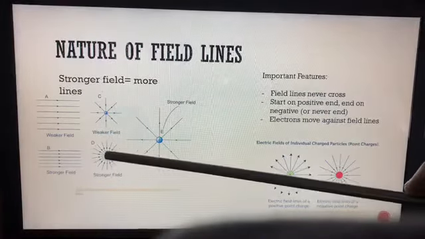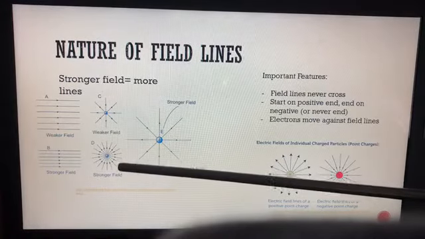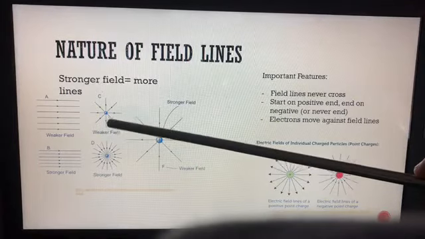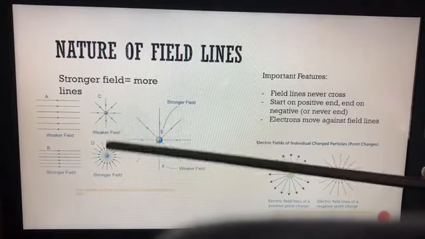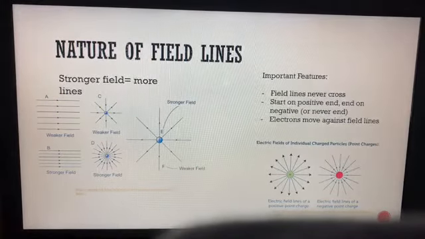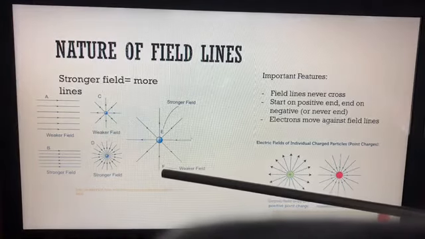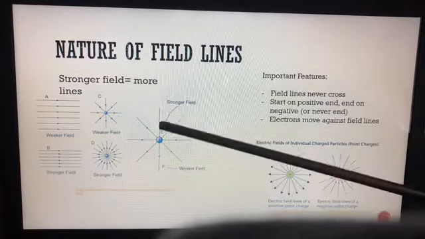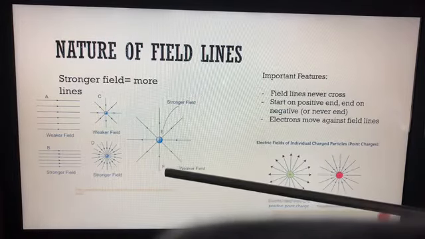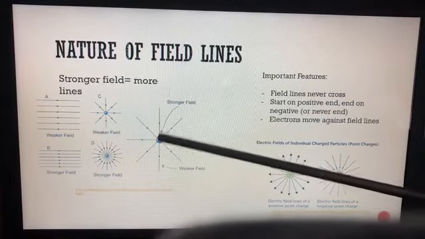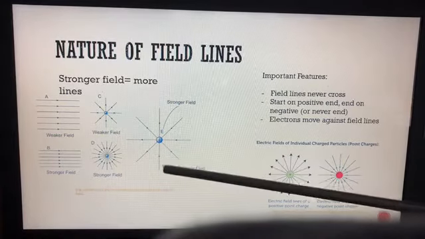Kind of a similar thing, but with a point charge here. You can see that this is a stronger field that has more lines coming out of it. This is a weaker field with the lines not as close together. Now this one might be a little more complicated to understand, but F is experiencing a weaker field than E, because if we were to draw a little circle around F and draw the same size little circle around E, the lines are closer together in E than they are in F.